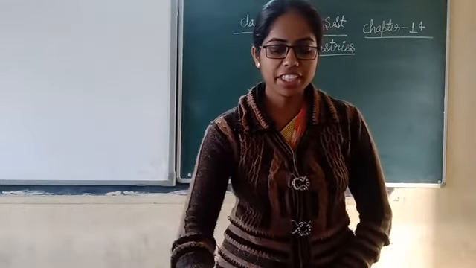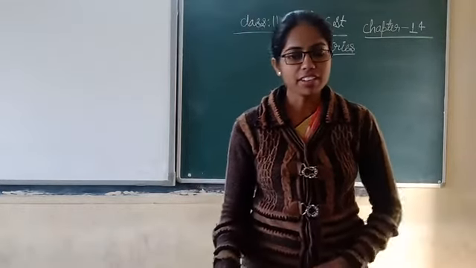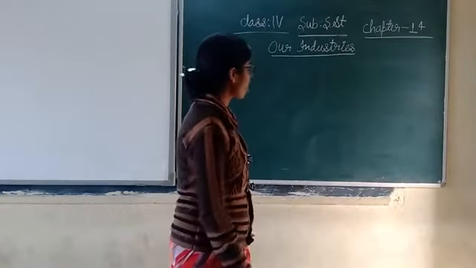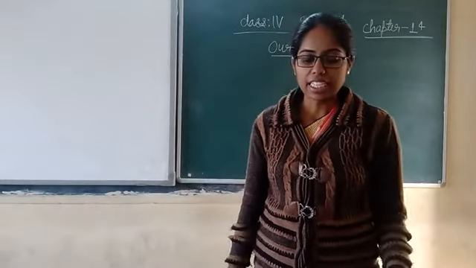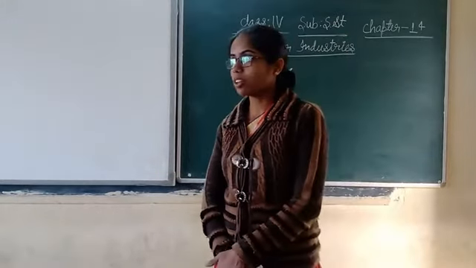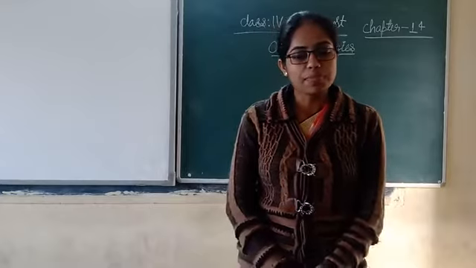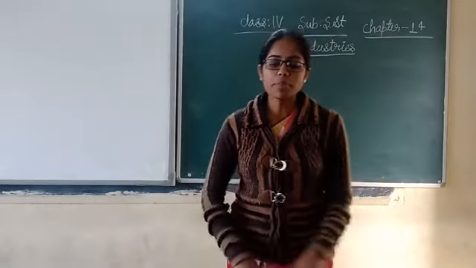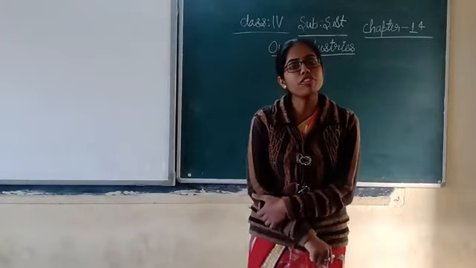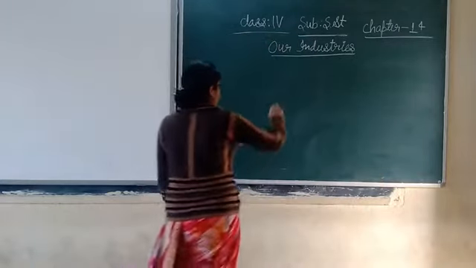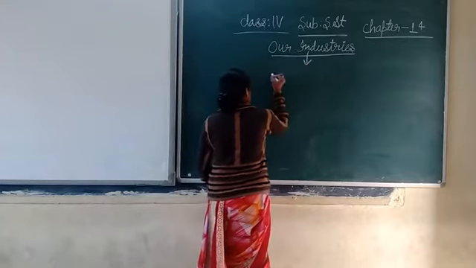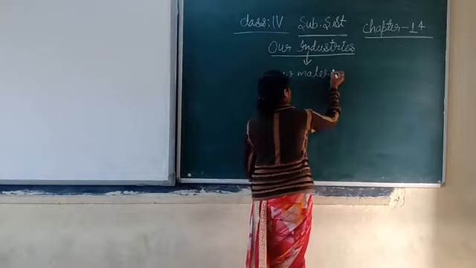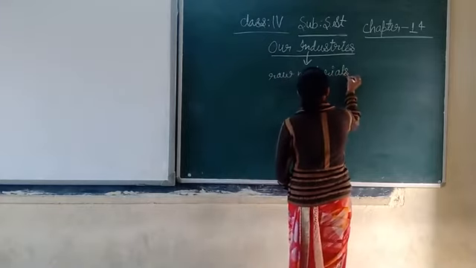Today we are here to start chapter 14 of SST, and the name of the chapter is Our Industries. If we talk about industries, what is the meaning of industries? Industries are the places where raw materials are converted into finished goods. What happens in the industries? Raw materials are converted into finished goods.